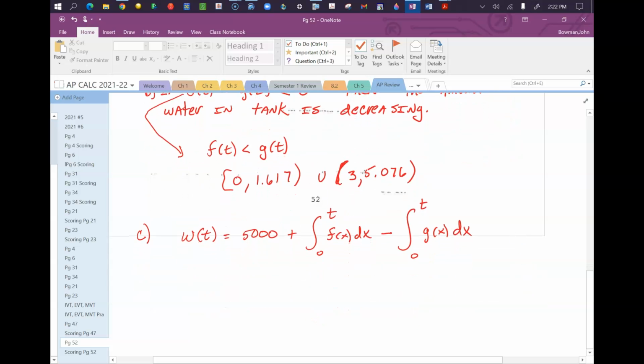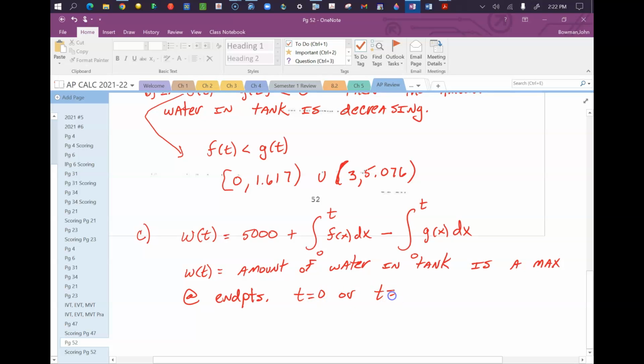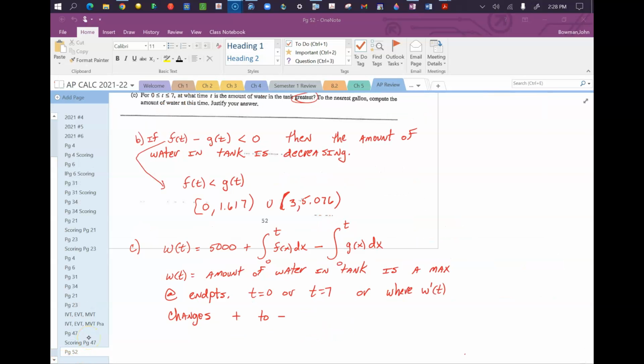Alright, so the amount of water, W of t, equals the amount of water in the tank, is a max at endpoints t equal 0 or t equal 7, or where W prime of t changes from positive to negative. So let's find W prime of t.